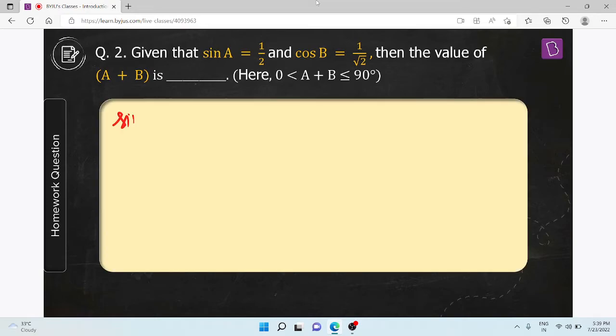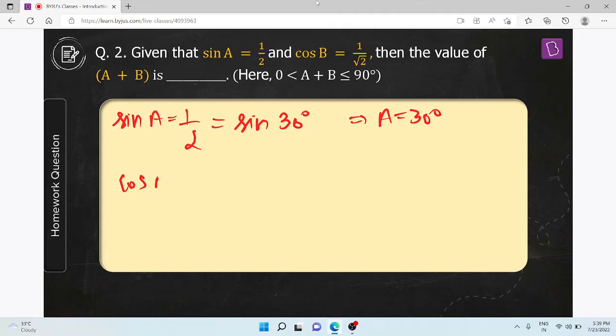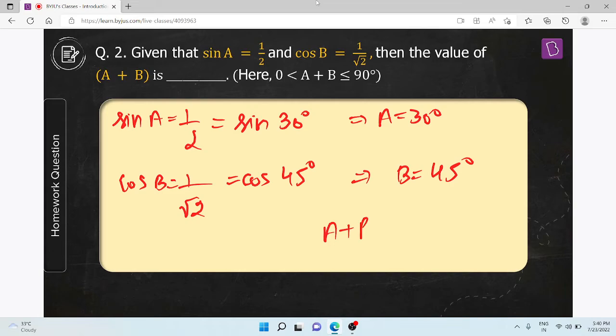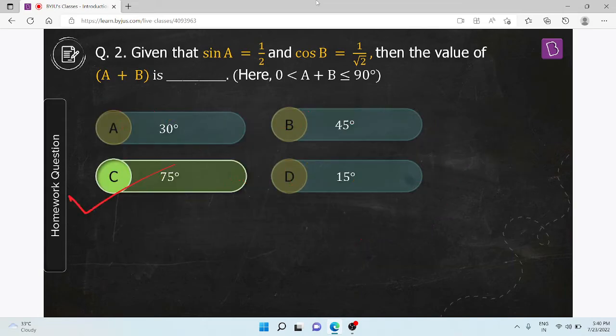If sine A is half, it means sine 30 is 1 by 2. Okay, Shreya, sure. It means angle A is equal to 30 degrees. Cos B is equal to 1 by root 2, and we know that cos 45 is 1 by root 2. That is B is equal to 45 degrees. It means A plus B is equal to 75 degrees. So that's why option C will be the correct answer.